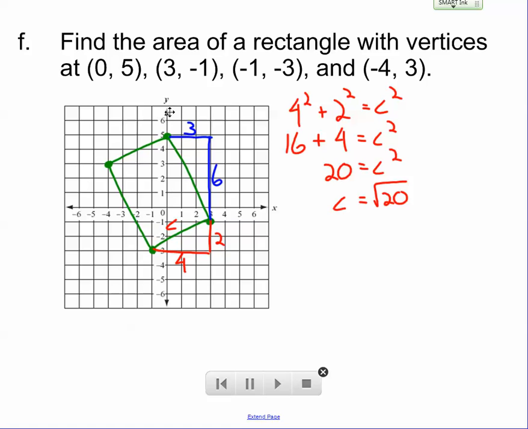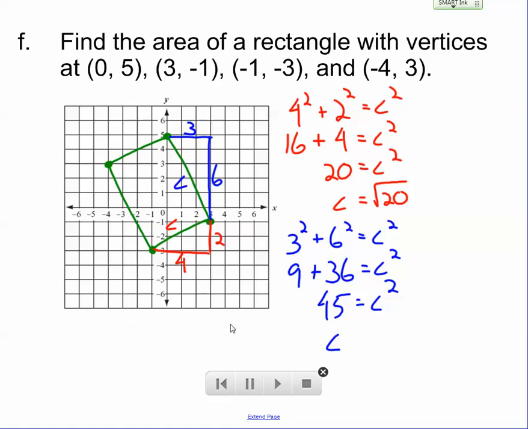And then we got another one. We need to find this length, so it's 3 by 6. So how about 3 squared plus 6 squared would be C squared. So that would be 45 is C squared. So C would be the square root of 45. Not going to bother simplifying that, but I could.